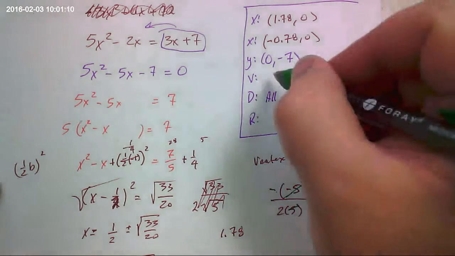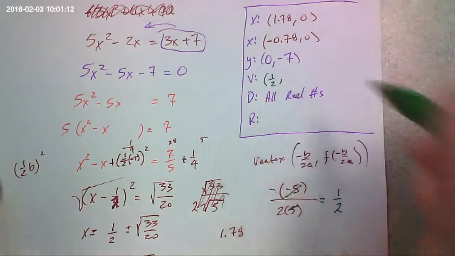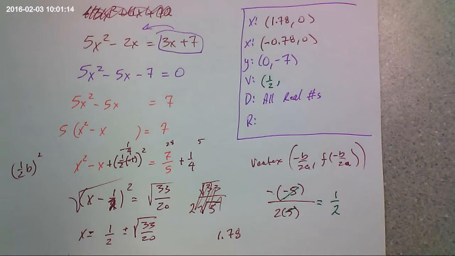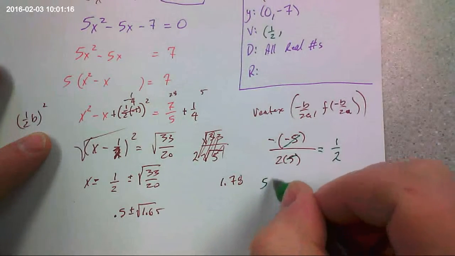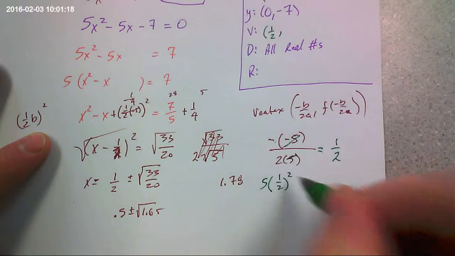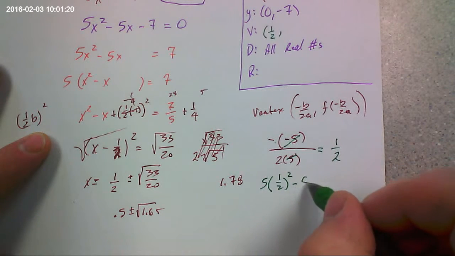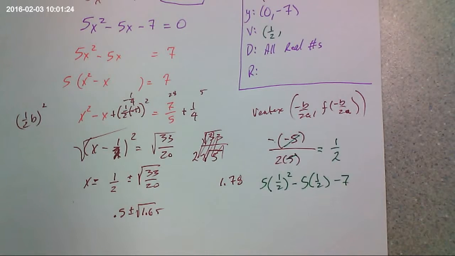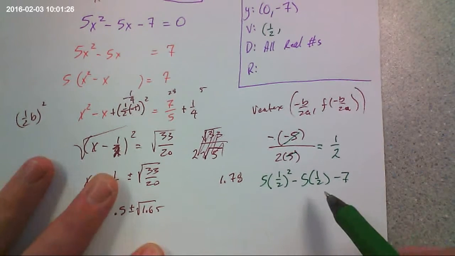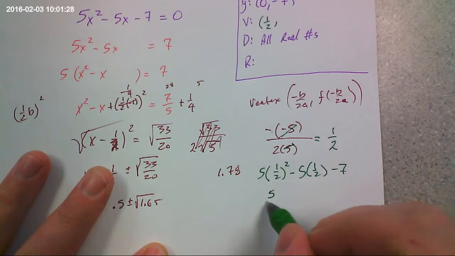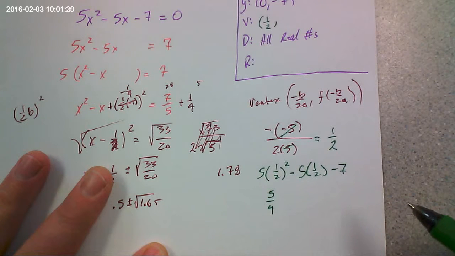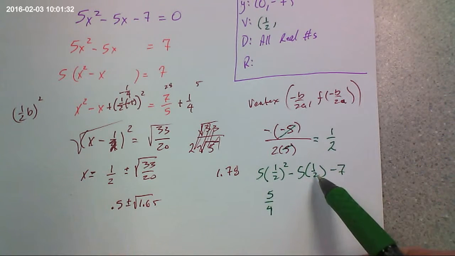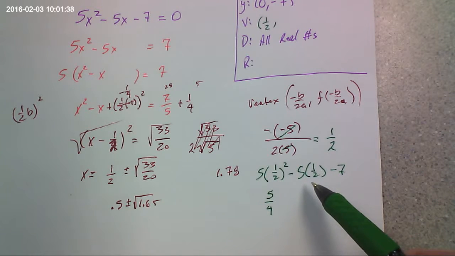Right? So I'm going to go ahead and write my x coordinate right there. And then you just take that and plug it in. So 5 times 1/2 squared minus 5 times 1/2 minus 7. And I just have to see what that equals. So, let's see, this is 5 over 4, right? And you know this one's going to be 5 over 2, right? And you know you need a common denominator, right? So is that going to be 10 over 4?